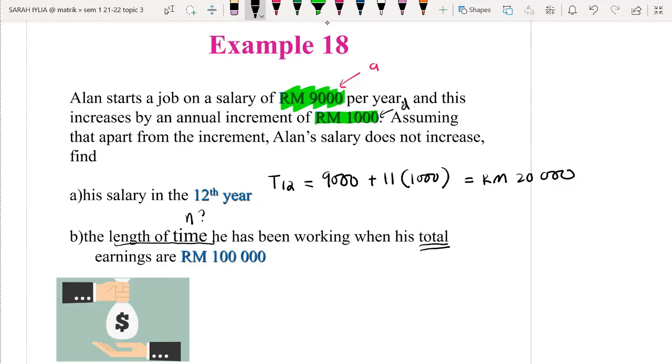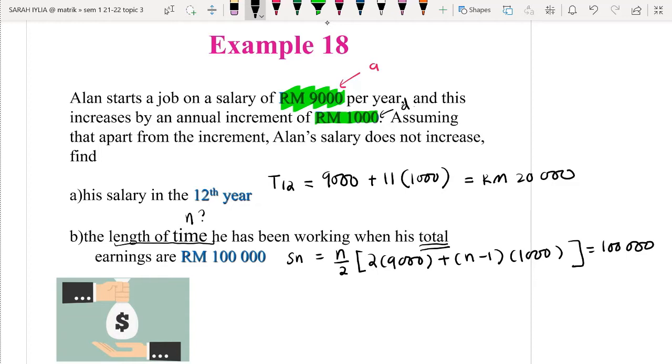Sn in this case is n over 2. n stays as n, kita tak tahu berapa tahun. So 2 times A plus n minus 1 D, our increment just now is 1,000, and then the whole thing must be equal to 100,000 ringgit.